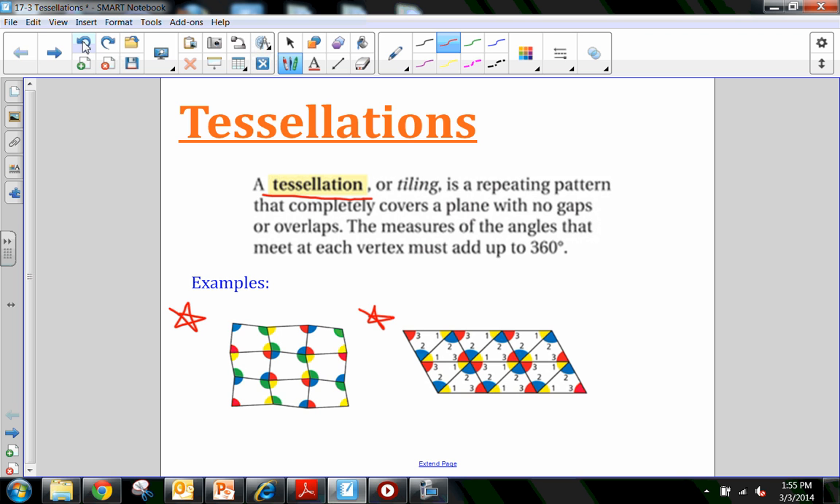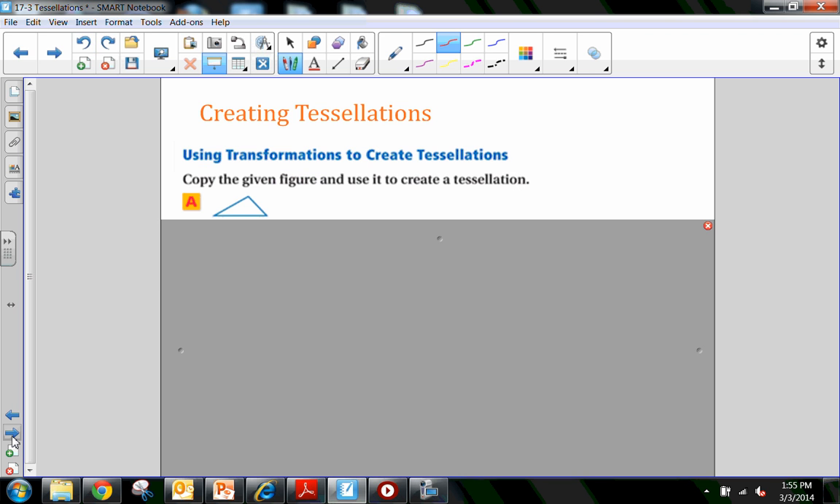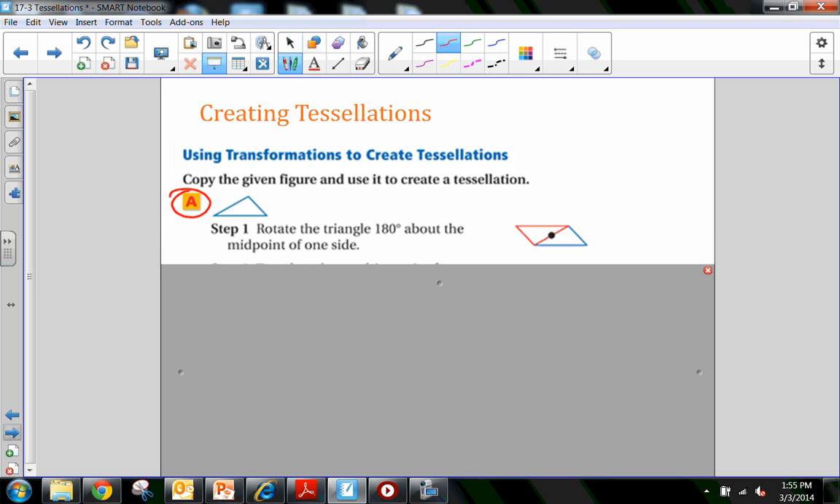And so we're going to make tessellations in class. And so here's how we make tessellations. Okay, so the first thing we want to do to create tessellations is we're going to use this triangle to start. And the very first thing we're going to do is rotate the triangle 180 about the midpoint to the other side. So once you do this, it becomes the blue one, 180 degrees, and that's the first step.